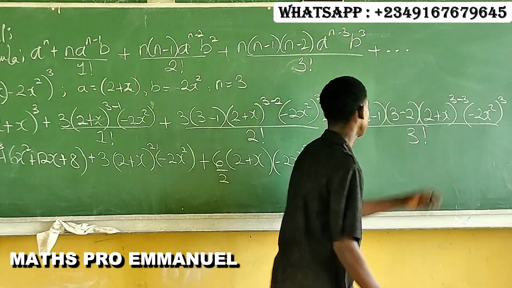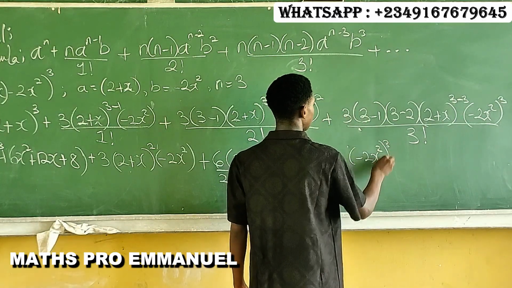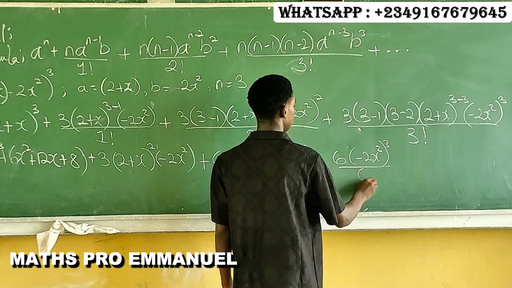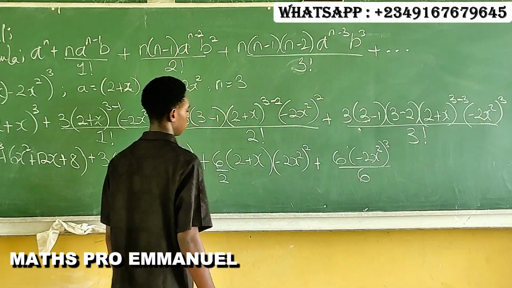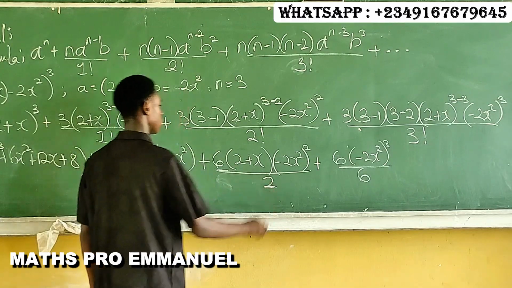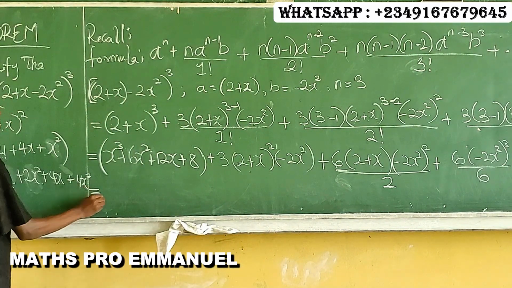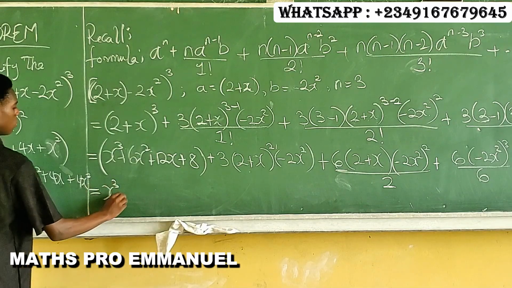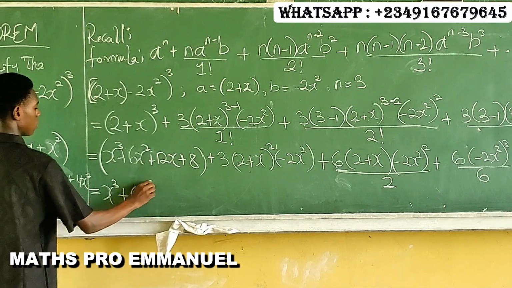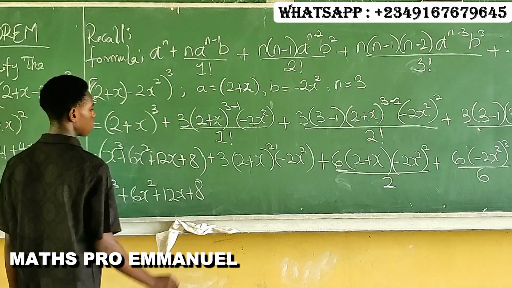Now I'm left with minus 2x squared all raised to the power of 3, all over 3 factorial, which is what? 6. This is all over 2. You see the same thing. Now let's proceed. Now I have x cubed plus 6x squared plus 12x plus 8.